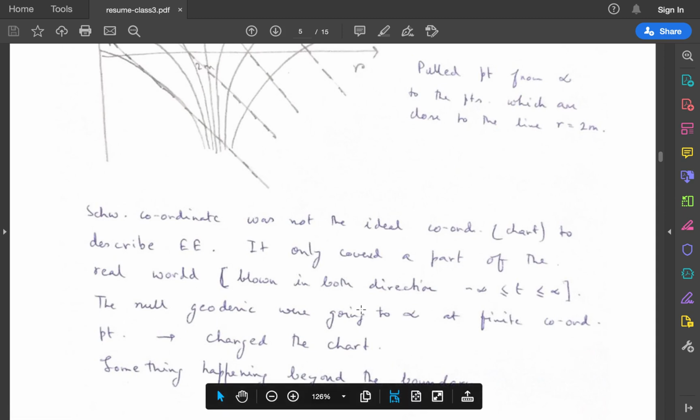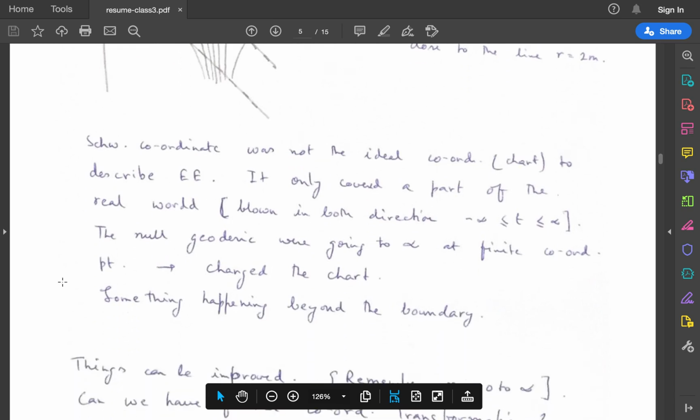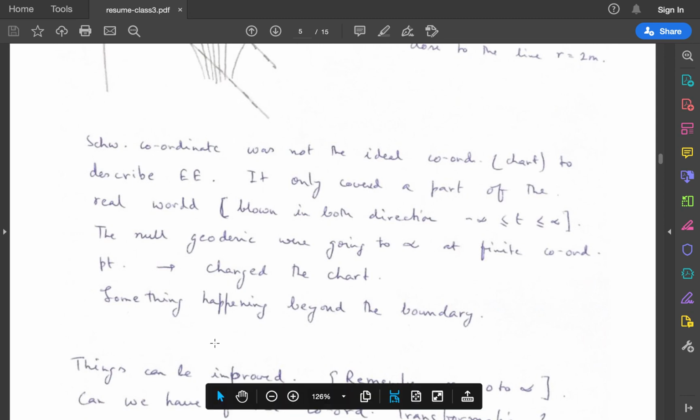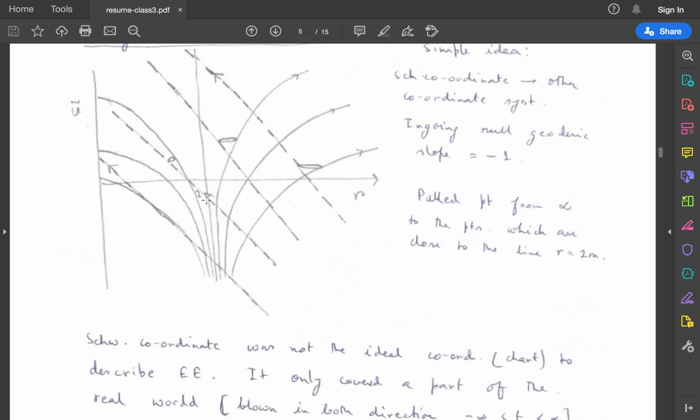So the null geodesics were going to infinity at finite coordinate points. This was the basic problem. So we have changed the chart, because we know this should not be the case. Something was happening beyond the boundary, either here or in the upward direction. We have brought down the infinity, at least for the incoming null geodesic, to finite points, and we are able to cross the null event horizon with the ingoing null geodesic without any problem.